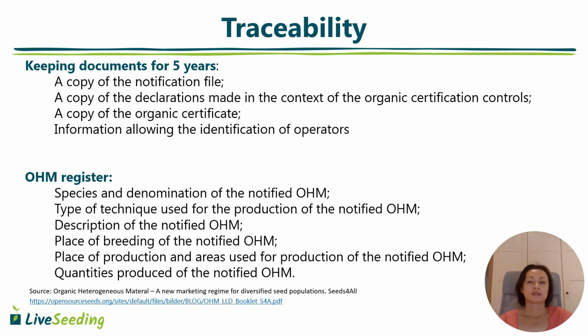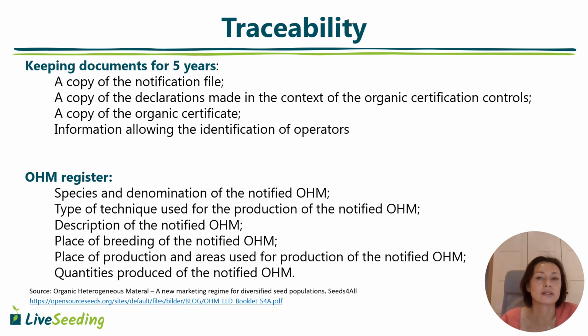Now I would like to talk about traceability. Traceability means to track the origin, movement, and history of seedlots of plant material that exhibit diverse characteristics within a population, which includes documenting the organic production process, breeding methods, and phenotypic traits. Effective traceability is crucial for maintaining the integrity of organic farming and ensuring the quality and reliability of OHM seed.